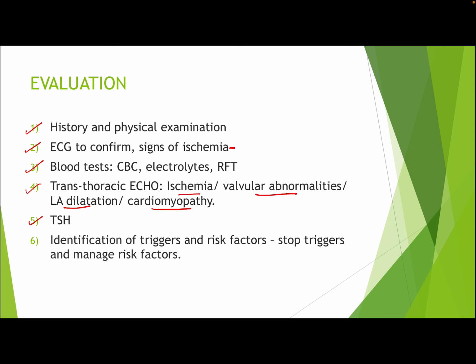Then very important, we do a thyroid function test. So we get a TSH level and a T3, T4 level, because what happens is in hyperthyroidism, the high levels of the thyroid hormones will increase the sympathetic action on beta-1 receptors of the heart. And this can act as a trigger for atrial fibrillation. In fact, in a person with hyperthyroidism, AF may be the only manifestation also. So that's very important to check the TSH levels. And finally, we have to identify certain triggers or risk factors so that we can stop those triggers and manage the risk factors correctly.